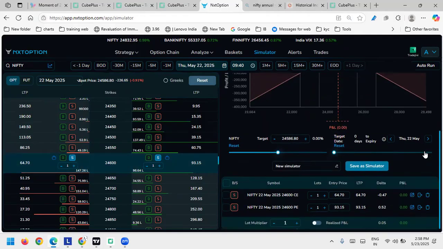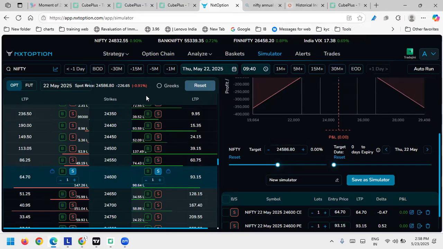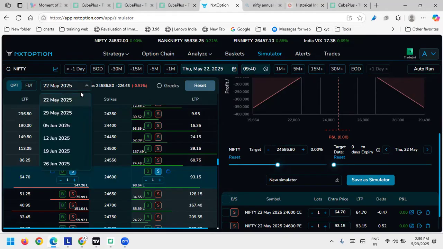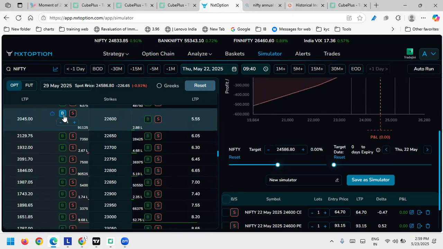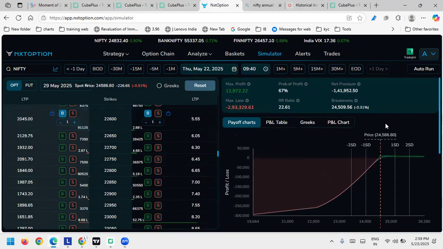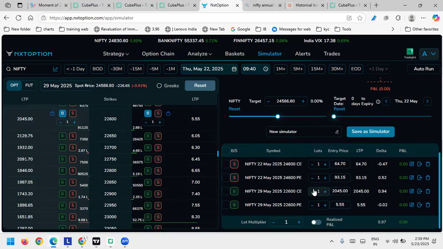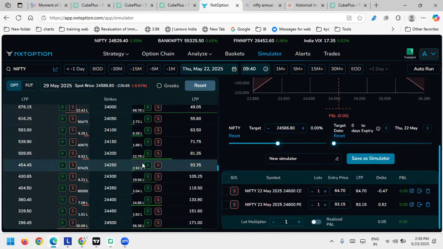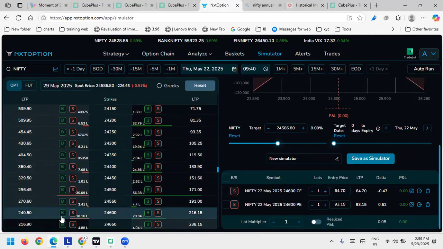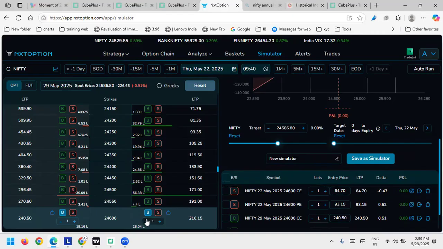Now, in order to protect it, what we do is we go to the next week, 29th May, that is the longer dated, and we select the same strike. So we will buy the 24,600 call and the 24,600 put. Sorry, I selected the wrong one here. So we can delete it and just go back to 24,600. So I buy the 24,600 call and I buy the 24,600 put.